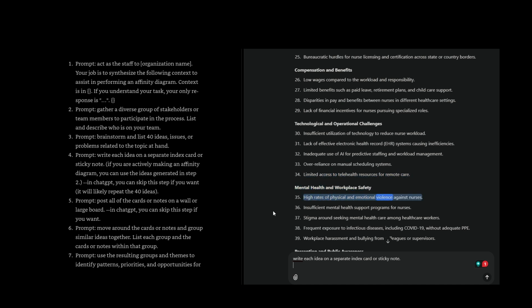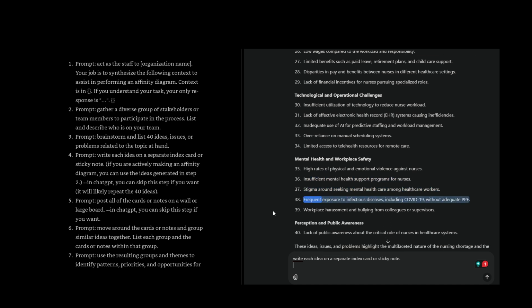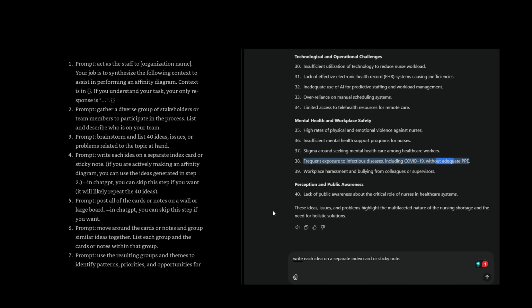High rates of physical and emotional violence against nurses. Insufficient mental health support programs for nurses. Stigma around seeking mental health care among healthcare workers. Frequent exposure to infectious diseases, including COVID-19, without adequate PPE. Workplace harassment and bullying from colleagues or supervisors.